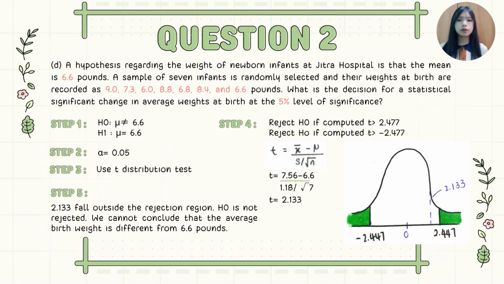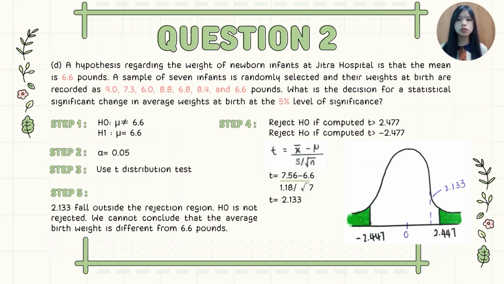According to the question, given the mean is 6.6 pounds and a 5% level of significance, with sample data which is 9, 7.3, 6, 8.8, 6.8, and 6.6 pounds, make a decision. Step 1: H0 is mu equal to 6.6, which is the mean given in the question, and H1 is mu not equal to 6.6. Step 2: alpha equal to 0.05, which is given in the question, and we use the t-distribution test for this question. Step 4: we reject H0 if computed t is more than 2.447, which is the critical t from the t table, or less than negative 2.447.